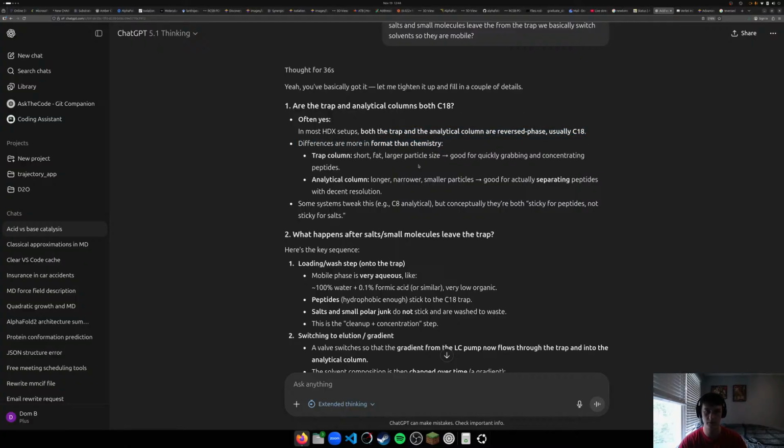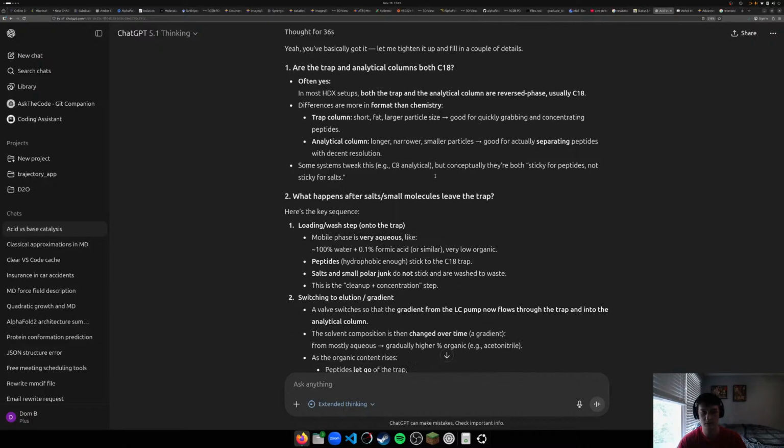Both the trap and the analytical column are reverse phase. Differences are more in the format than chemistry. The trap is short, fat, with larger particle size, good for quickly grabbing and concentrating the peptides. The analytical column is good for actually separating peptides with decent resolution. Some systems tweak this. Both are sticky for peptides, not sticky for salts.